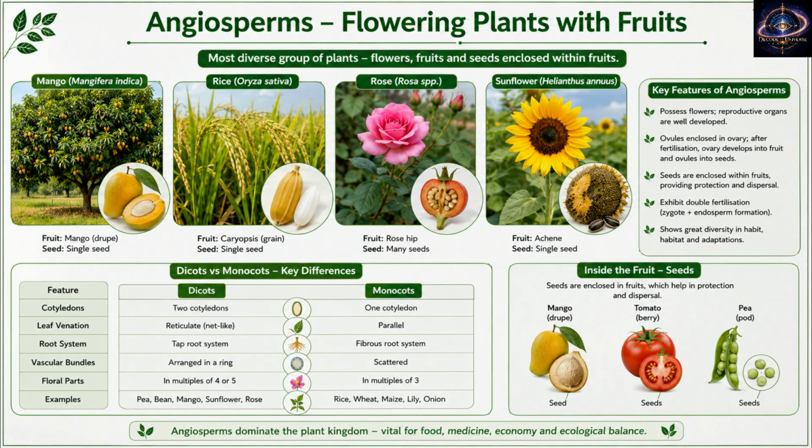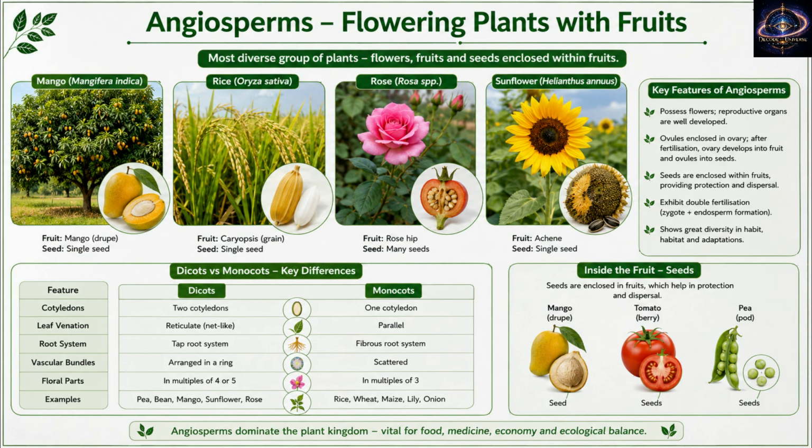Q13. Give examples of gymnosperms. Cycas, Pinus, Cedrus, Ginkgo, and Sequoia. Q14. What are angiosperms? Angiosperms are flowering plants where seeds are enclosed inside fruits. Q15. What are the two classes of angiosperms? Dicotyledons and monocotyledons. Real-life examples for students.